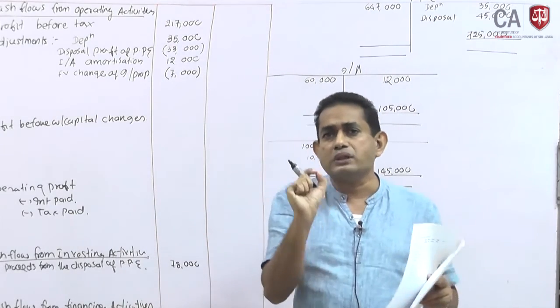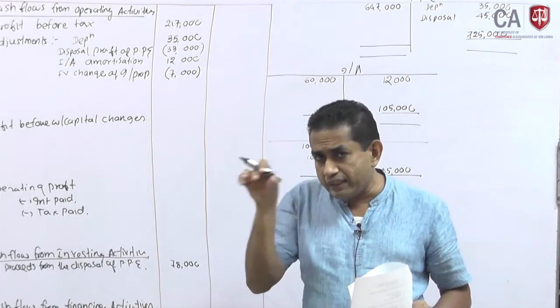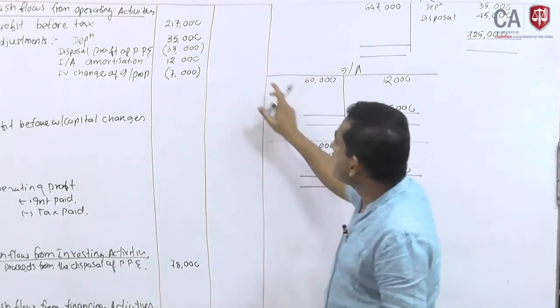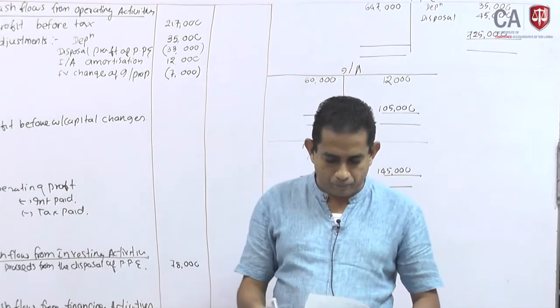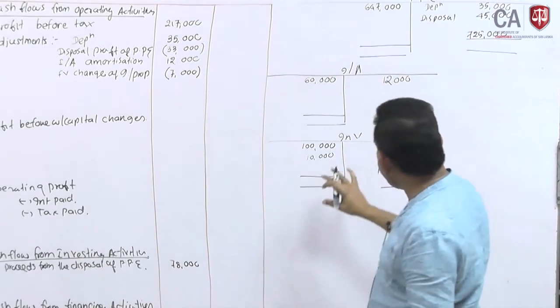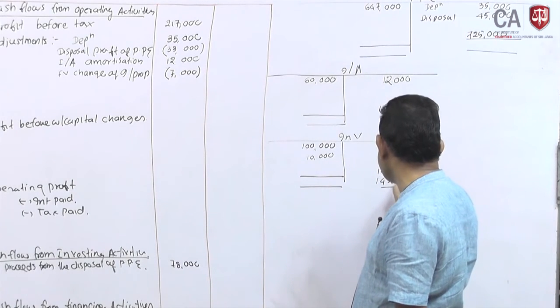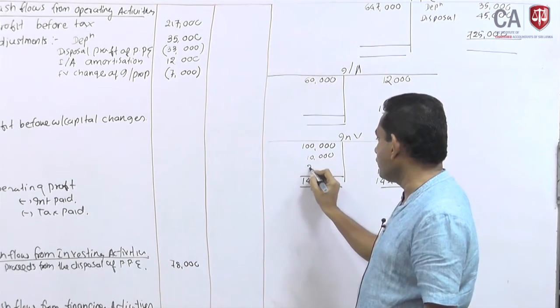Why? 10,000 has been taken not to the profit and loss statement, taken to another statement called other comprehensive income. 10,000 need not be adjusted to the profit figure, right. Then if you balance this investment account, there will be a further difference of how much? Further difference of 35,000. What do you think it should be?